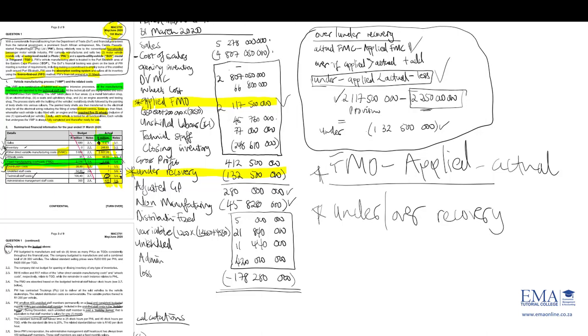Okay, so these are the two talking points when you're doing an actual statement. Make sure you use applied, not actual. And then make sure that you include under or over recovery, right after gross profit. So these are the main points.